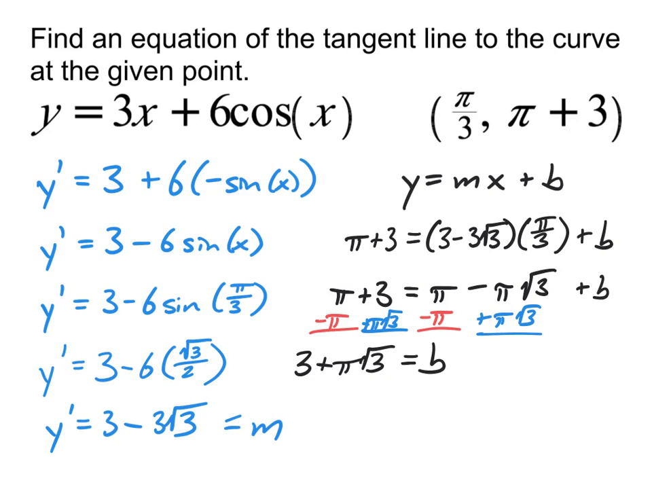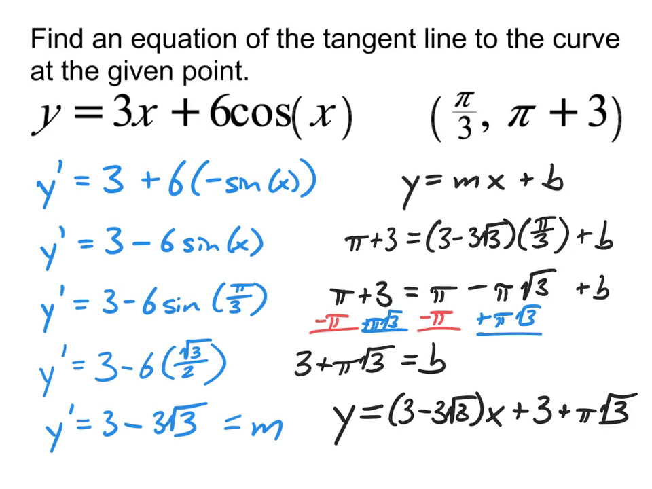All right, so then to get our final equation, we're going to go y equals m, so that's my slope. So this is going to be the 3 minus 3 root 3 x plus b. So plus, oops, I forgot the plus in there, 3 plus pi root 3.